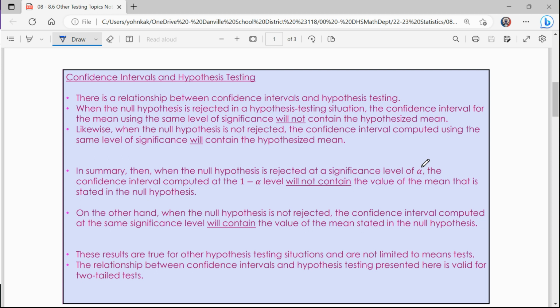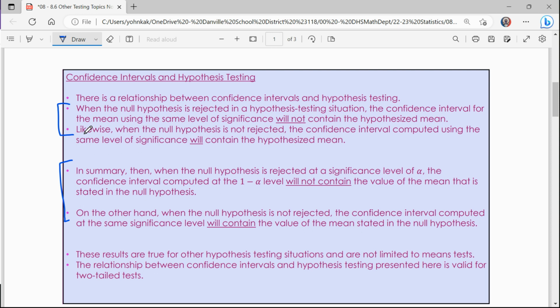So when the null hypothesis is rejected at a significance level of alpha, the confidence interval computed at the 1 minus alpha level will not contain the value of the mean. Also, if the null hypothesis is not rejected, the confidence interval will contain it. So these two statements here and these two statements here are pretty much saying the same thing.